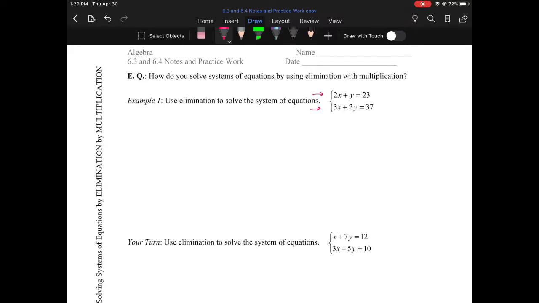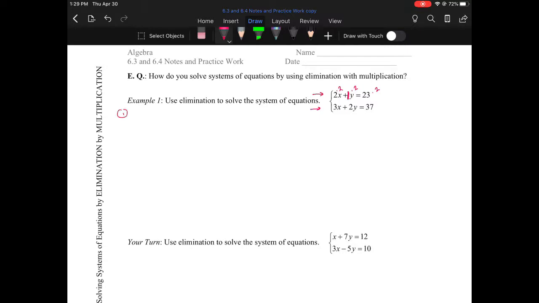But if I notice my first y coefficient is a 1, well, 1 is easily changed to any other number by multiplying. So I could make my top 1y become a 2y if I were to multiply it by 2. So I'm not allowed, though, to just multiply one term. I have to multiply every term. So I need to multiply every term by 2.